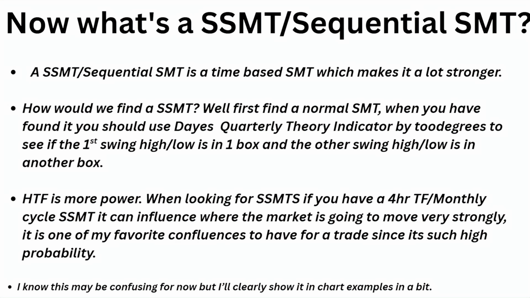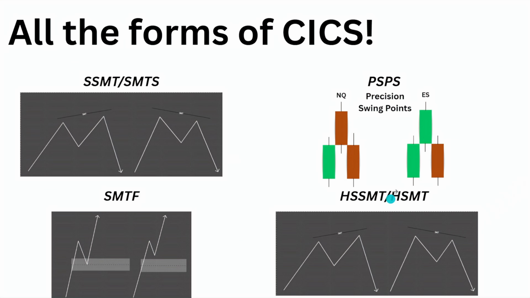Now, all of the forms of cracking correlations. What does cracking correlations mean? Sequential SMTs and SMTs, we just went over that. That's a cracking correlation since there's a divergence. In my other video with precision swing points, you see the swing point right here is different from this, like the candle right here is different from the candle right here, and they need to be correlated assets.